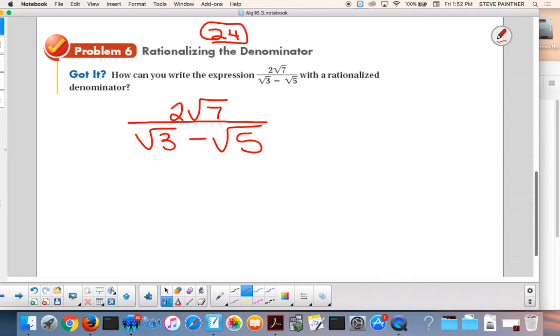Multiply by the reciprocal? No. Conjugate. Yes. Didn't I just do it up there? I did the conjugate. Didn't the radicals go away? Guess what? Multiply by the conjugates.